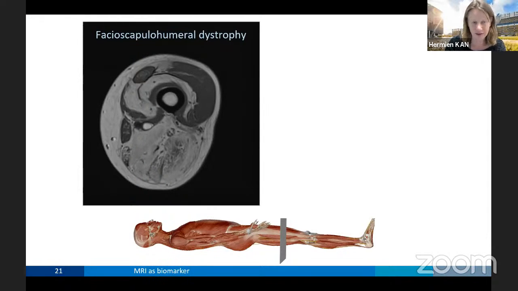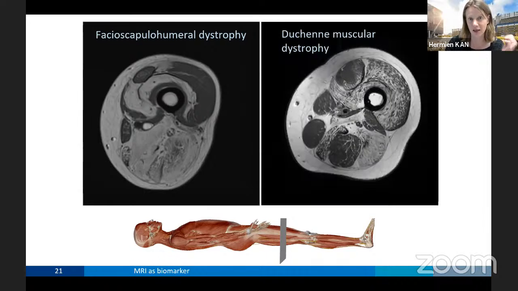So I've added an image here of FSHD, so facioscapulohumeral dystrophy, and an image of a Duchenne muscular dystrophy patient. And where previously we could only score these images on a scale of 1 to 5 or 1 to 4, there are different scales out there, we can now actually put numbers on here, right? So this muscle is 8% fat, this muscle is 80% fat, this muscle is 30% fat.